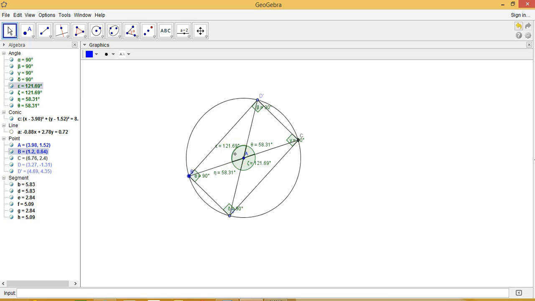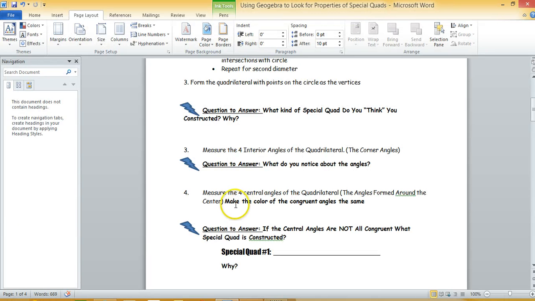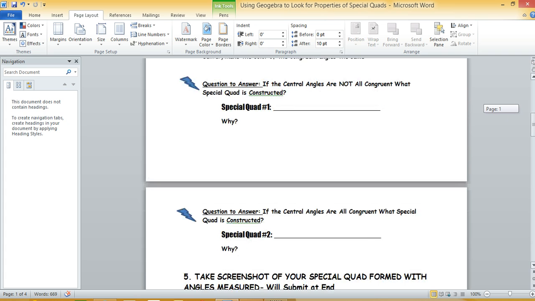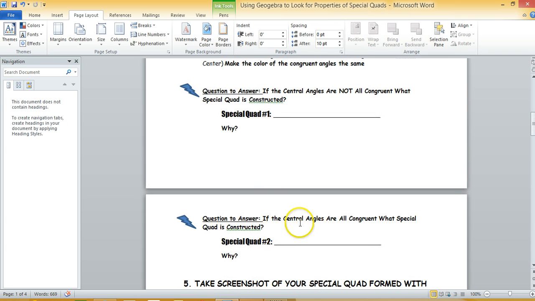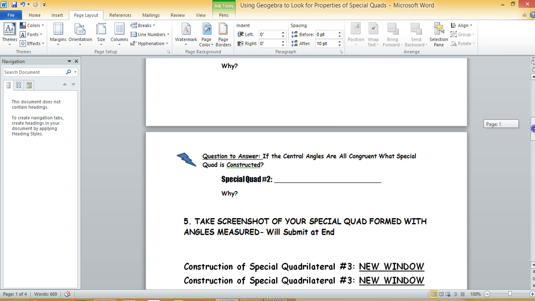Okay, so measure the four central angles. If the central angles are not all congruent, we made a rectangle. And if the central angles were all congruent, all 90 degrees, we made a square. Okay?